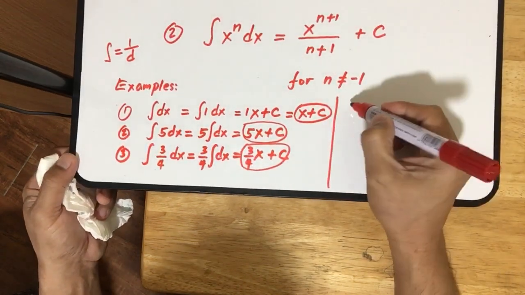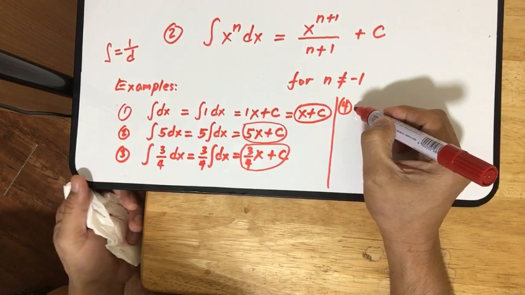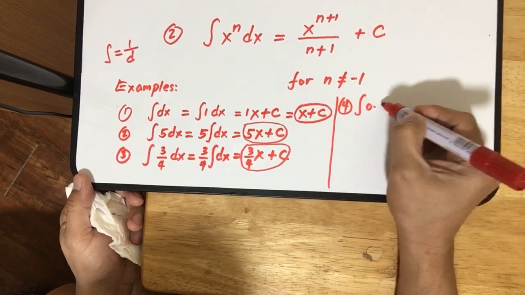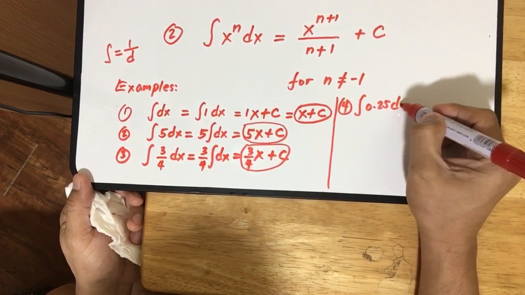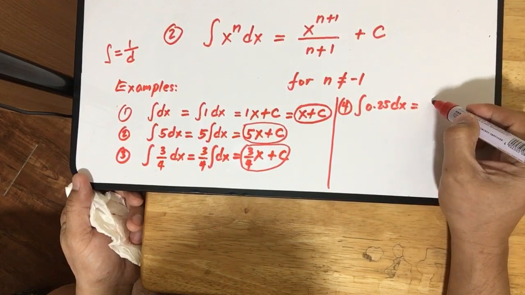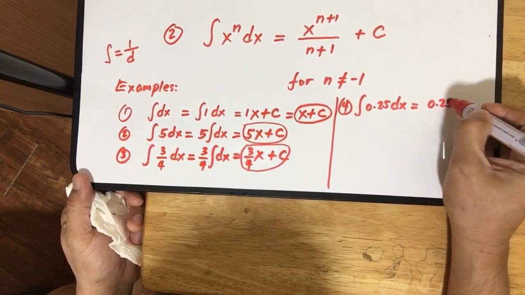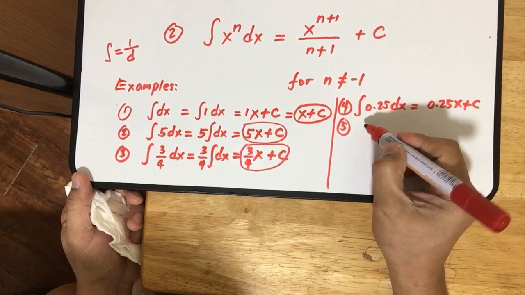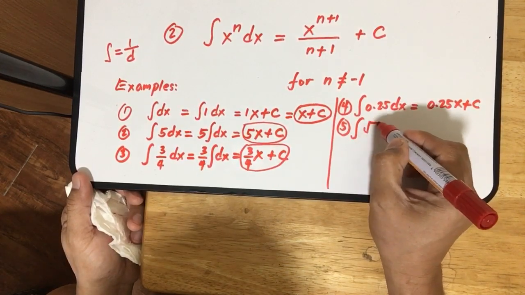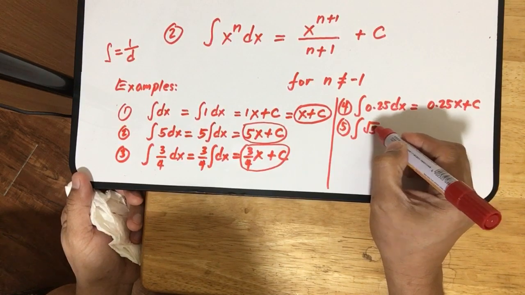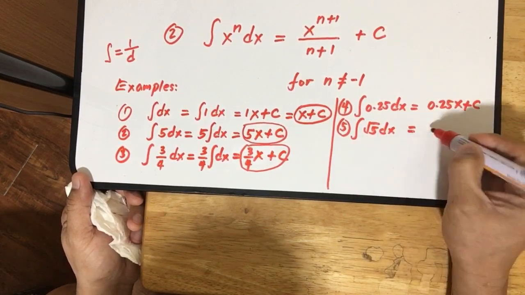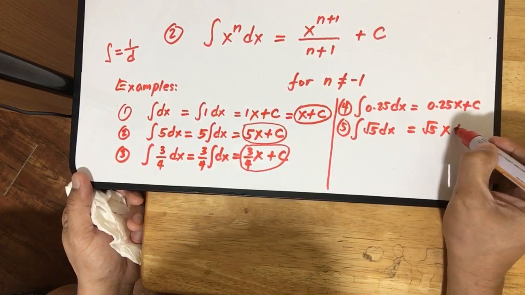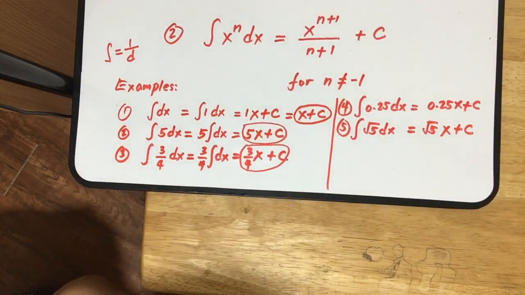So another example here, we have example number 4. The integral of 0.25 dx. So this is just 0.25 x plus c. Or if you're given the integral of the square root of 5 times dx, so this is just equal to the square root of 5 times the integral of dx, which is x, plus c. Okay?